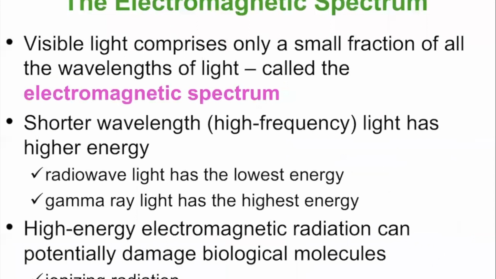Now, in these electromagnetic spectrums, you have to keep a couple of things in mind. Shorter wavelengths have high frequency, which means that the light has a lot of energy. Radio waves have lower energy, which means they're not as dangerous. Gamma rays have high energy, so they're more dangerous. High energy electromagnetic radiation can potentially damage your biological molecules like your DNA, your proteins, and all of that.